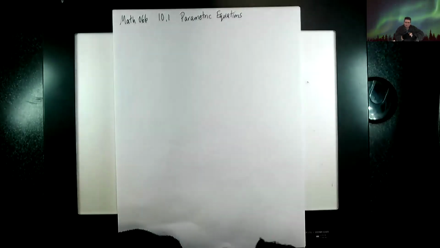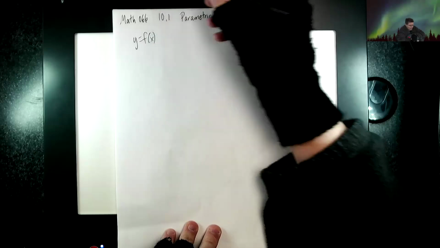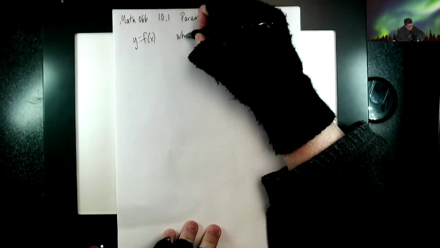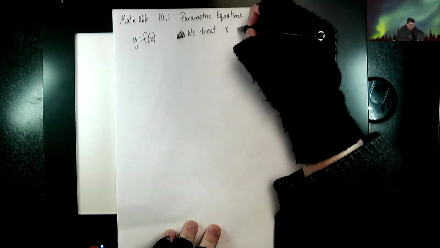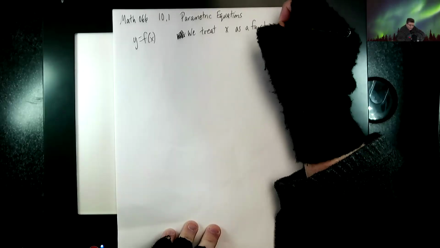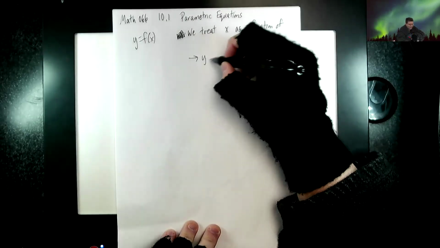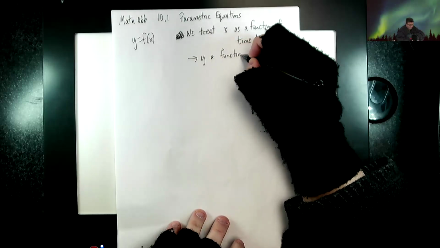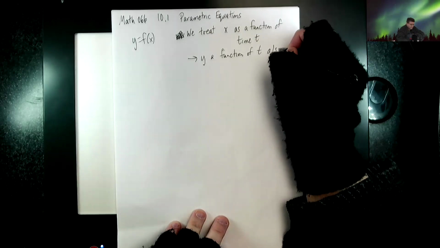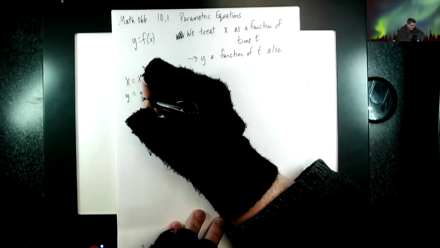So what we do is we will have y equals f of x, and we are going to treat x as a function of time. Which kind of makes y a function of time also. So x is now x of t, and y is y of t.